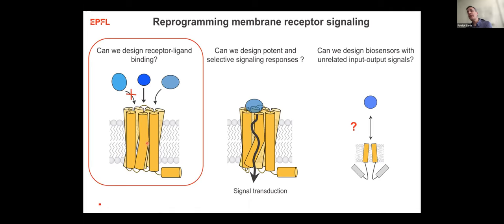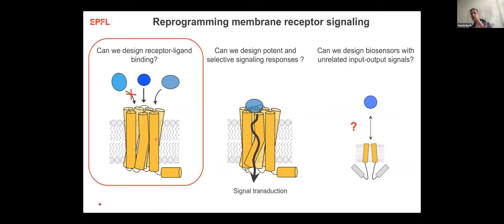But we face at least two challenges when we try to repurpose natural membrane receptors. First of all, most of these receptors have been evolved by nature to sense not only one ligand, but more than one ligand. And so they often do so through a significant level of conformational flexibility. They will adjust their structure to the binding of particular ligands. So that's one of the challenges.